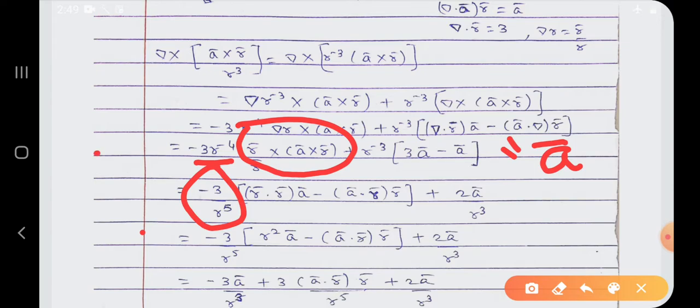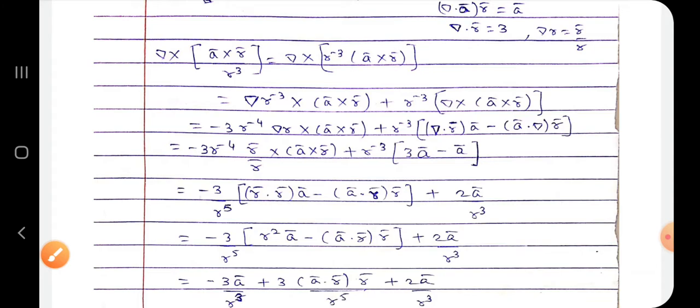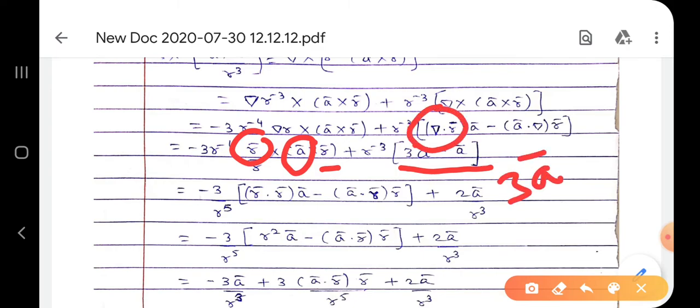Now again use the formula A bar cross B bar cross C bar. Use this formula. What do I get? I get, start with R bar dot R bar into A bar minus, start with A bar dot R bar into R bar. Understood? Plus this 3A bar minus A bar, it is 2A bar, because the value of this is 3A bar minus this one, A bar. Correct? So we get this term.